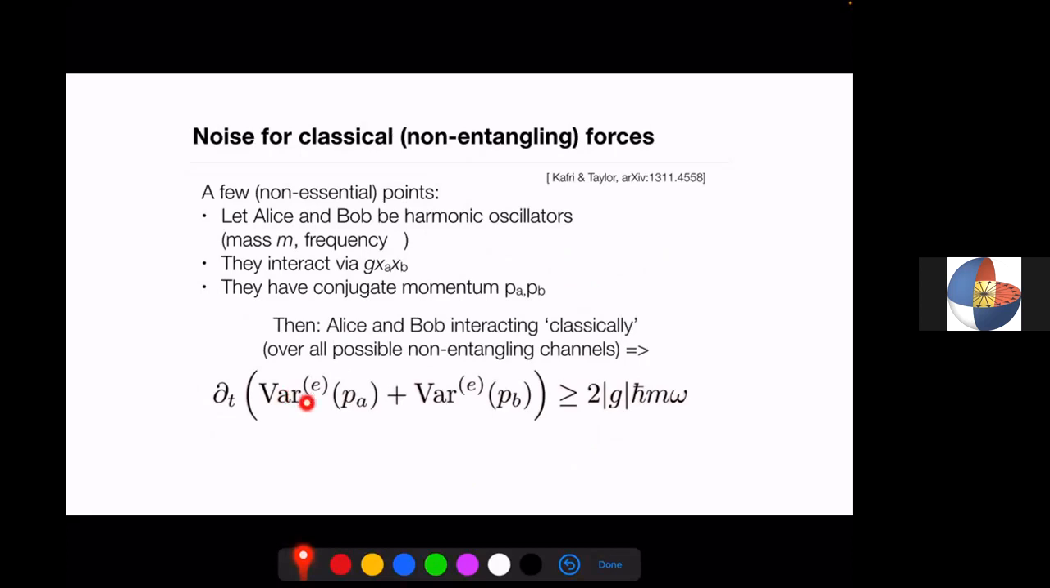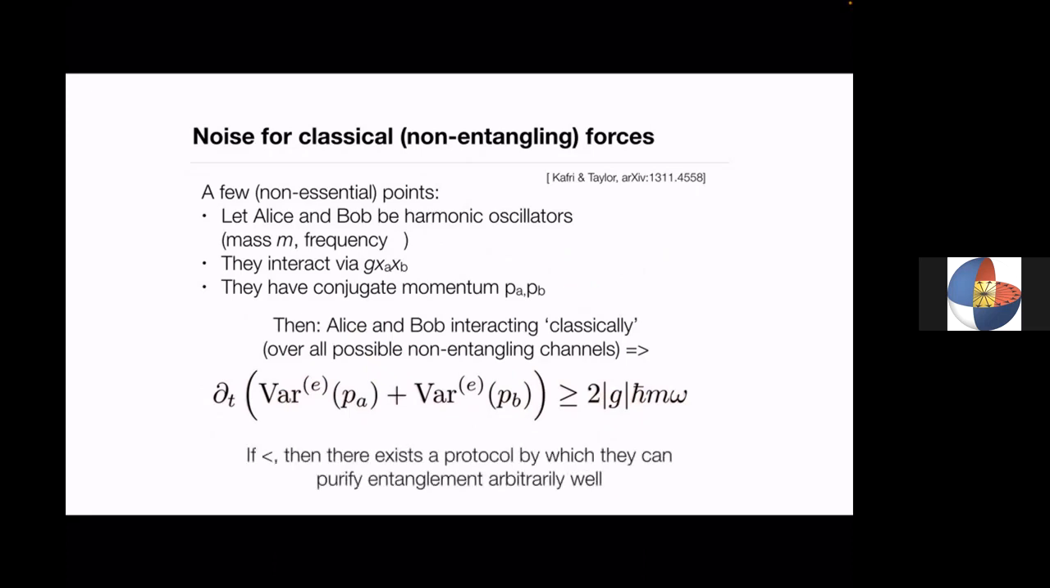a lower bound on how much the variance of the momentum of these particles changes over time if the channel is non-entangling. So G here is the quantum mechanical coupling between the two objects, which we said is going to be less than a millihertz. And the point is, if you can show that this noise is below this threshold, then there actually exists a protocol by which you can arbitrarily purify the entanglement produced between these two masses.